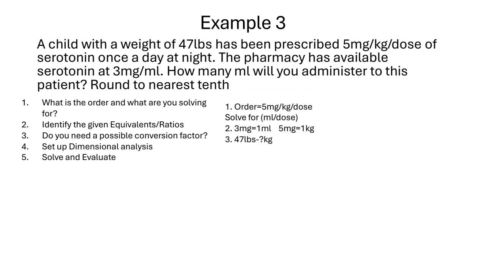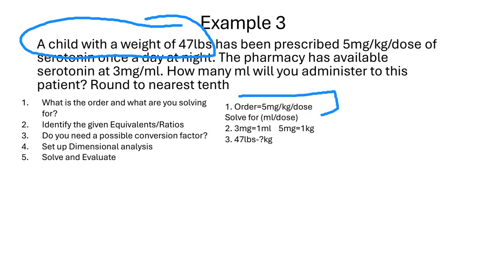Now, let's identify the given ratios, which are your equivalents that you're going to use to solve this problem. So we know that 3 milligrams are going to equal 1 ml, and 5 milligrams are going to equal 1 kilo of that patient, okay? Now, do we need a conversion factor? In this case, we do. Why? Because the child's weight is given to you in pounds, and the order is using kilos. They're not telling us this, but we already know that 1 kilo equals 2.2 pounds. That's the conversion factor that you're going to need.